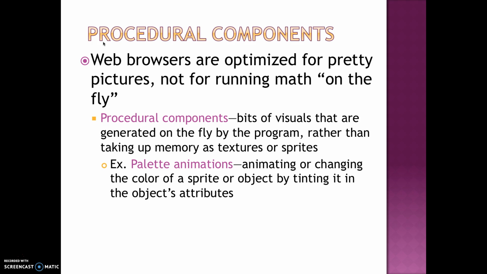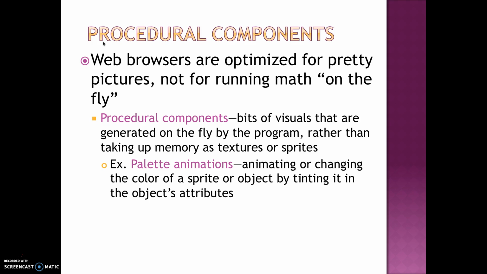Also, we have an example of procedural component is a palette animation, and that is animating or changing the color of a sprite or object by tinting it in the object's attributes. Both of these, well, just procedural components, can cause lag. All right, it's what we rather have, since HTML5 is used for the web. We rather have a longer load than having game lag.